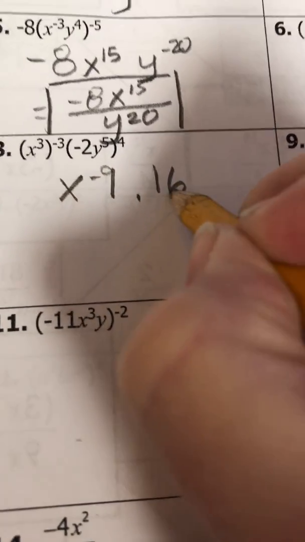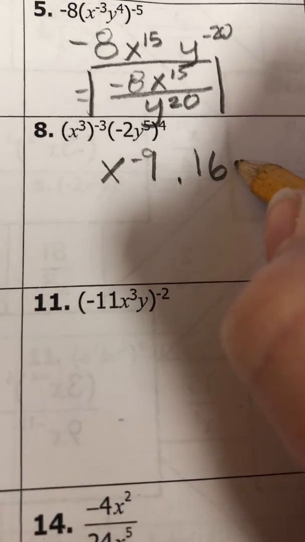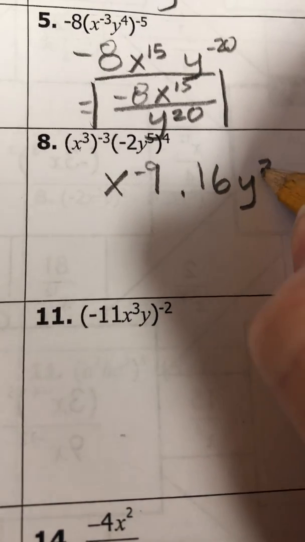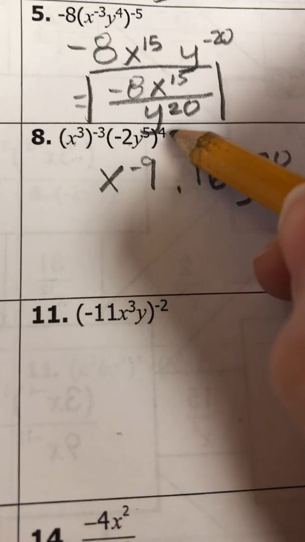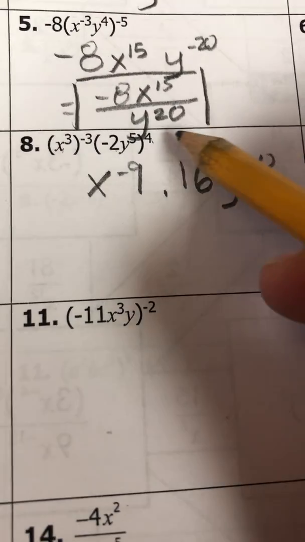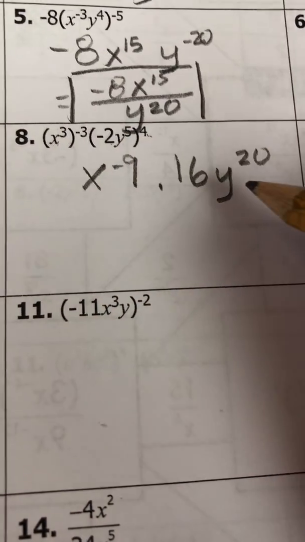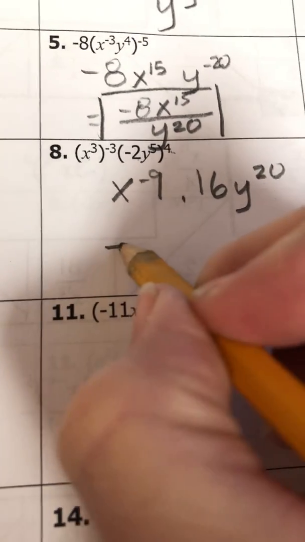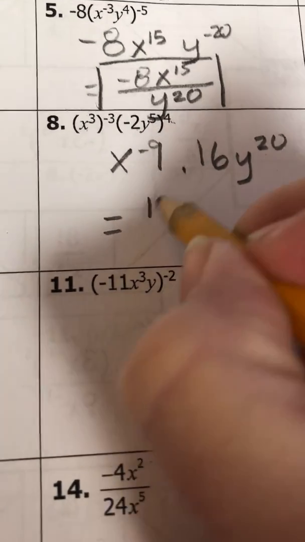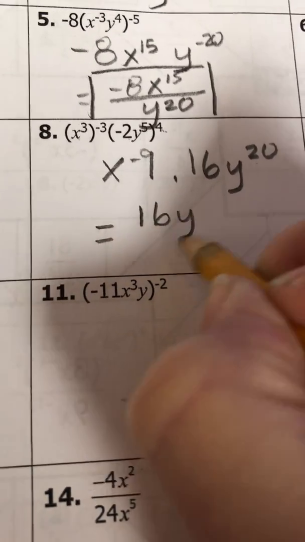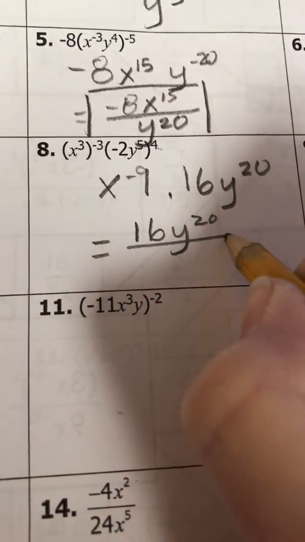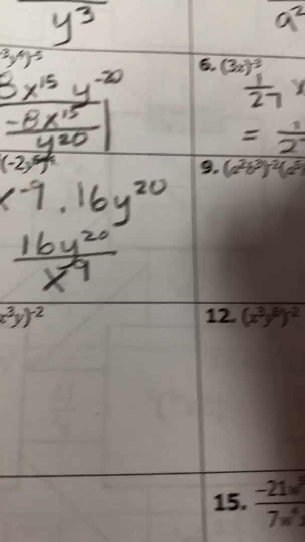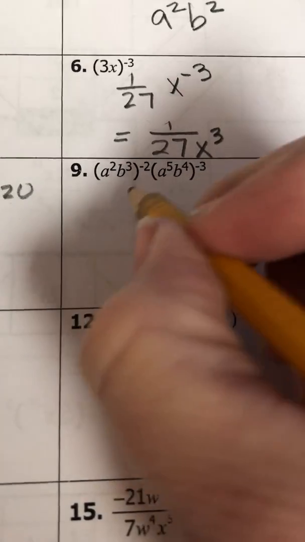Here I'm going to have x to the negative 9, and then over on this side I have 16 y to the 20th. So again, I'm taking 2 and I'm raising it to the 4th power, and then y I'm raising to the 20th because of 5 times 4. I'm going to rewrite this now though as 16 y to the 20th, because remember that's all positive. And I'm going to bring anything negative downstairs to turn it into a positive.